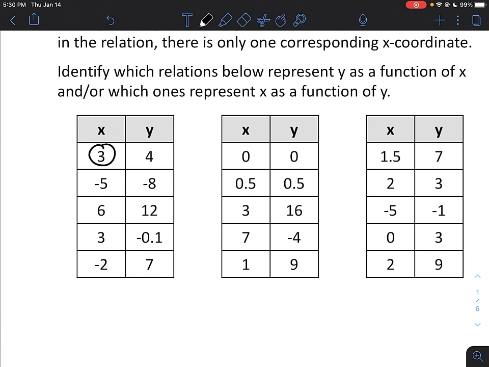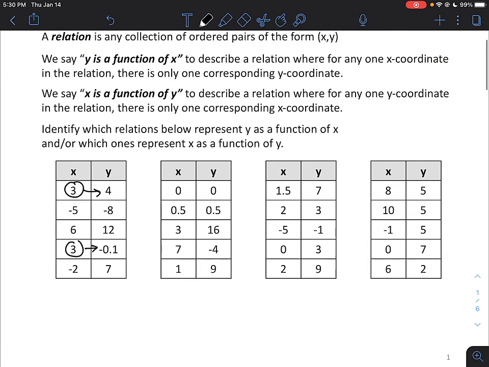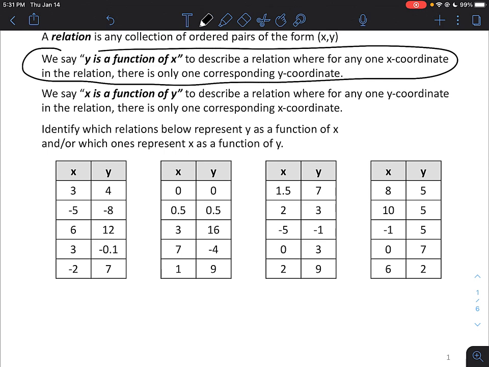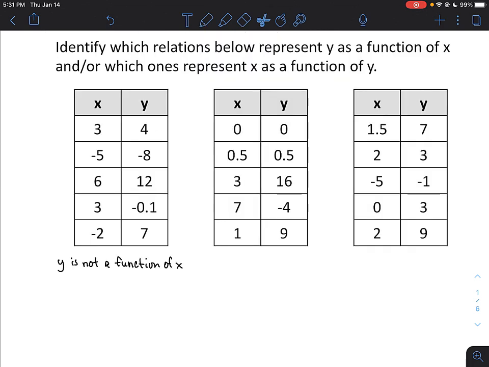Notice that there's a repeat x coordinate and they correspond to different y coordinates. This is a violation of the description here when we say y is a function of x. In order to say that y is a function of x, we need it to be true that for any one x coordinate, so 3 in this case, there is only one corresponding y coordinate. Yet for 3 we have 2 different corresponding y coordinates, and therefore we cannot say that y is a function of x. I'll highlight the reason that is the issue.